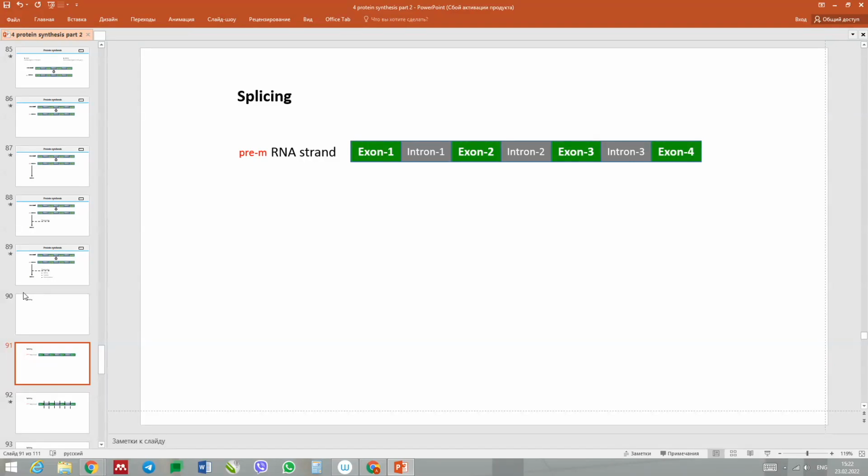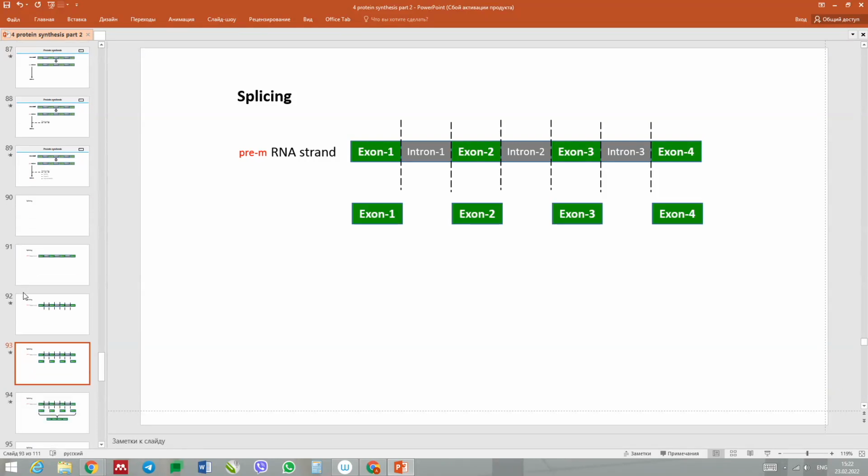And this is what happens inside of the nucleus during processing of premature messenger RNA. Introns will be cut out, and then we will have several exons. Each exon encodes information about the structure of the protein, and we need all of them in order to get full information about the structure of the protein. That's why we have to splice these exons together in one chain.